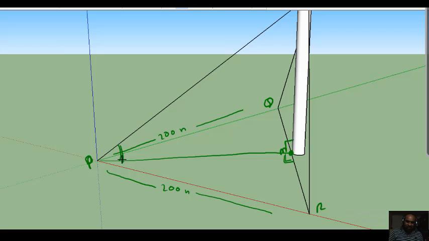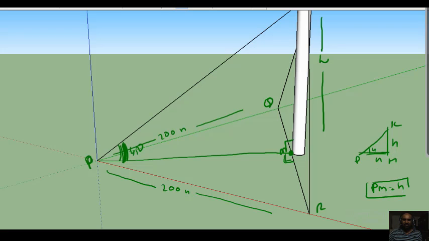Now this is the ground, this angle is 45 degrees. The angle of elevation from P to the top of the tower is 45. Let the height of the tower be taken as H. So we get a right angle triangle: this is H, this is 45 degrees, this is P, this is M. So automatically this is also H only, since the angle is 45 degrees. So PM equals H.